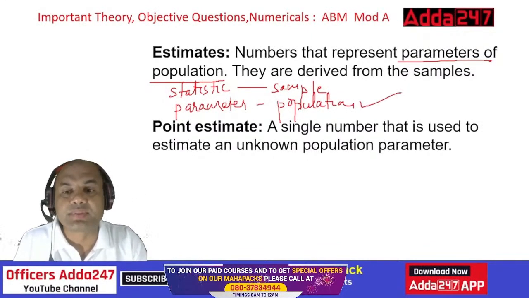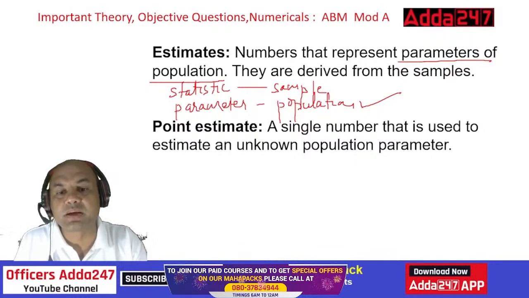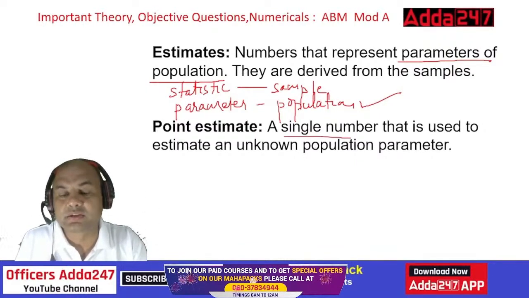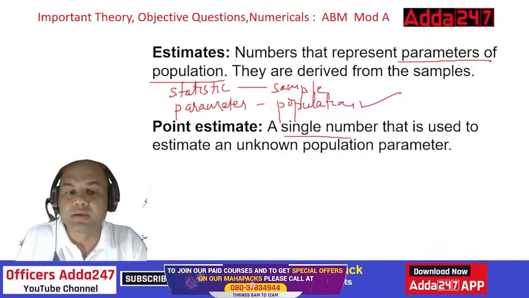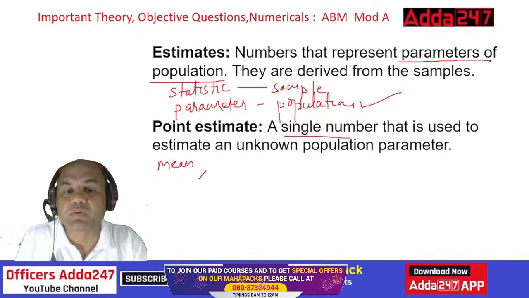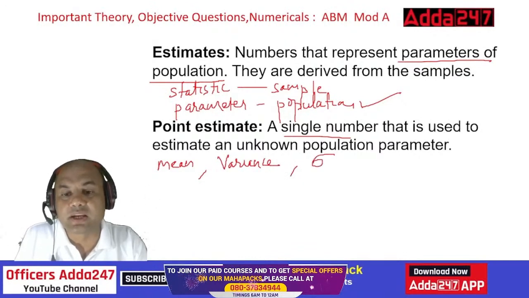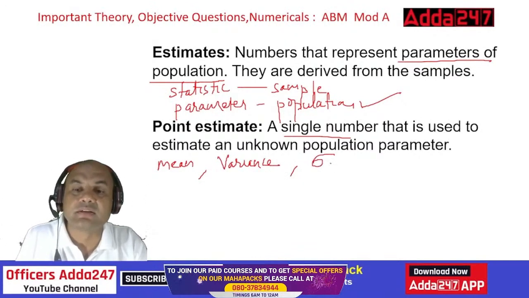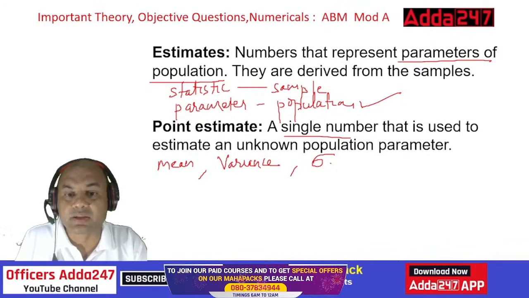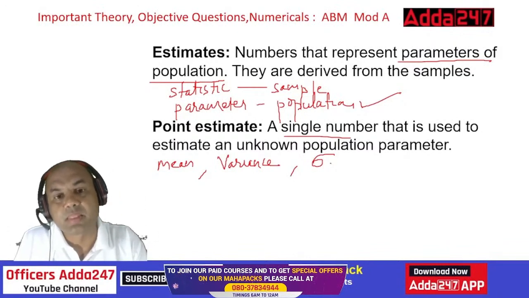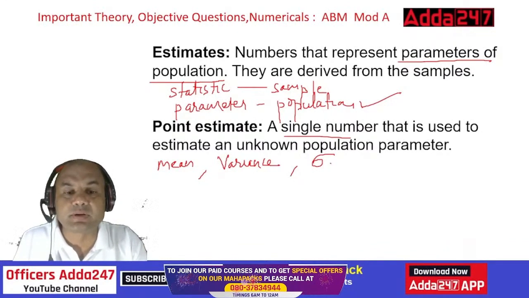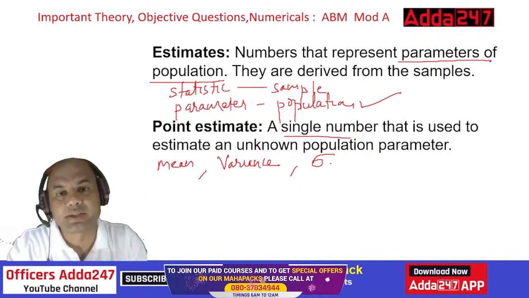Point estimate: a single number that is used to estimate an unknown population parameter. Single number. Just now we found out what? Mean. Mean is a point estimate. We found out variance. Variance is also a point estimate because it's a single number. We found out standard deviation. That is also a single number, so that is also a point estimate. Whichever gives you a single number, that is known as a point estimate.